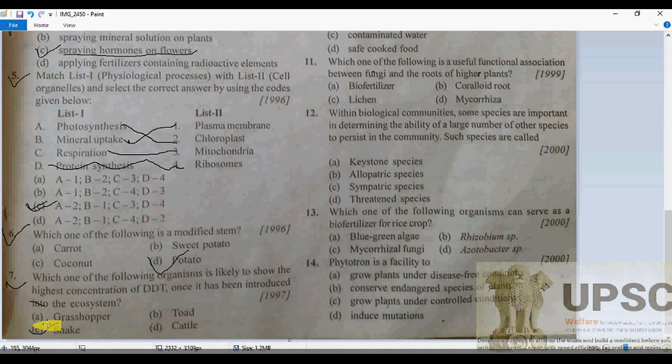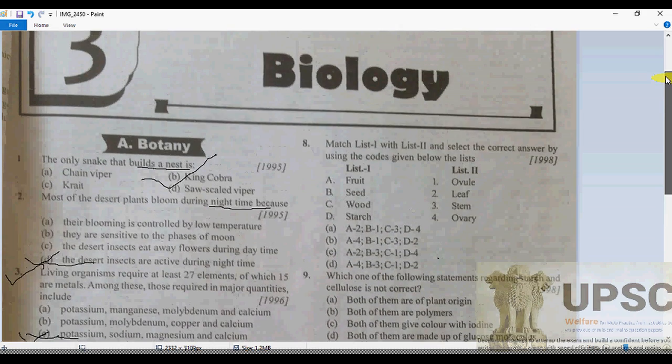So the snake is a tertiary consumer. There should be no doubt that the DDT level will be high in the snake. Sure, C will be the correct answer. Next, we have two maths.